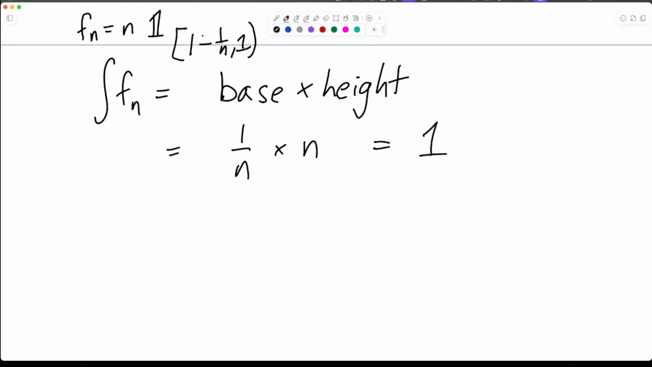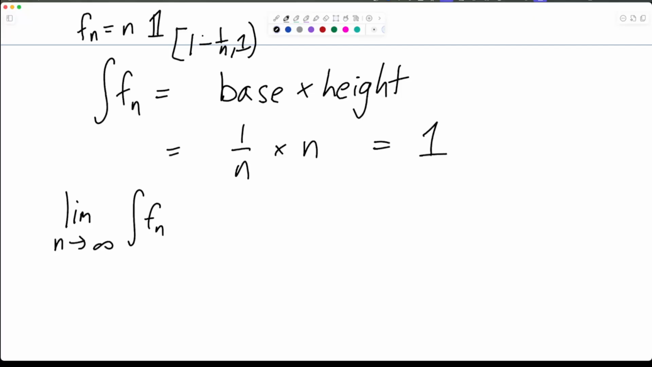So the integral of fn, no matter what n is, the base and the height are different for different n's. But the integral, which is the base times the height, was cooked up in this problem to always be 1. Okay, so what is the question asking you for? It's asking you for the limit as n goes to infinity of the integral of fn.